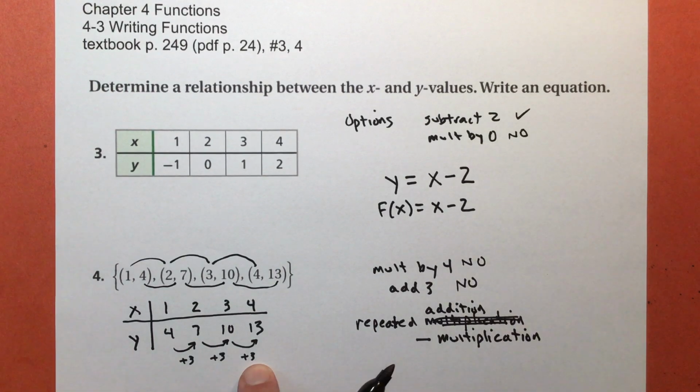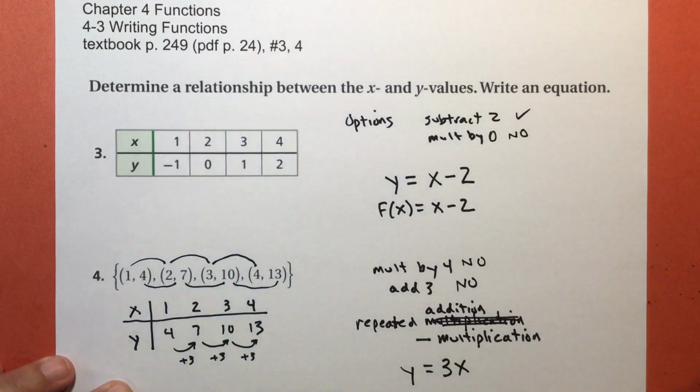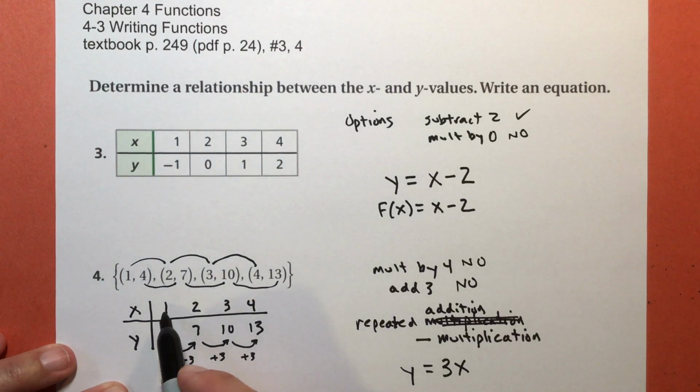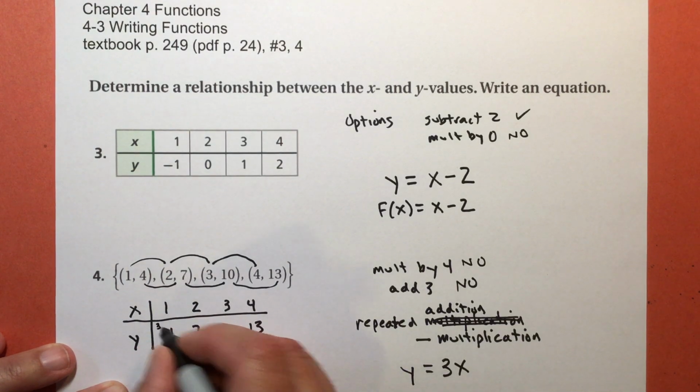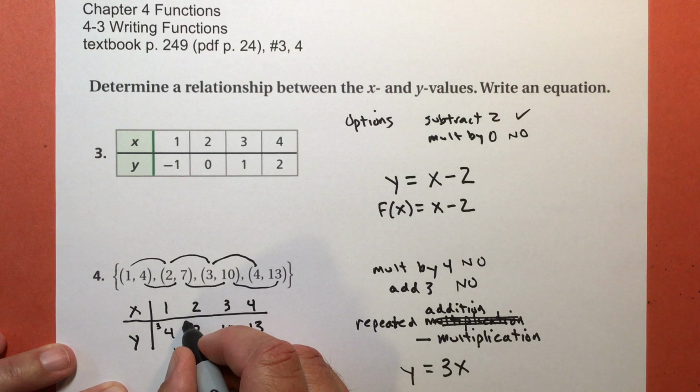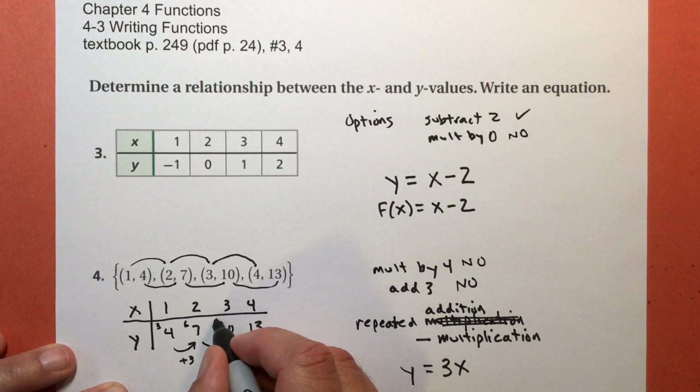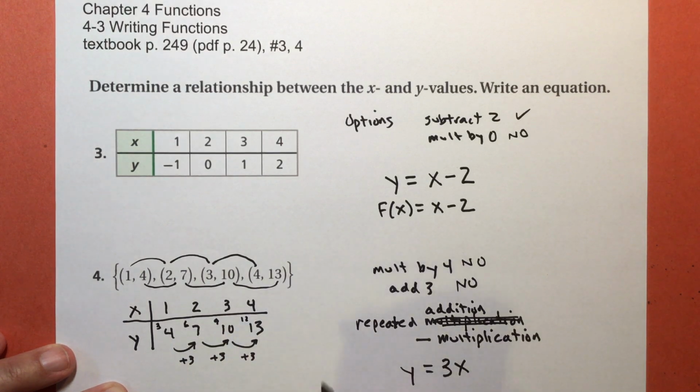How many times are you adding 3? So I'm going to try this. What happens if y equals 3 times x? Let's look at this pattern. If I did 1 times 3, I get 3. If I do 2 times 3, I get 6. 3 times 3 is 9, and 4 times 3 equals 12. That's not the y values that I have.